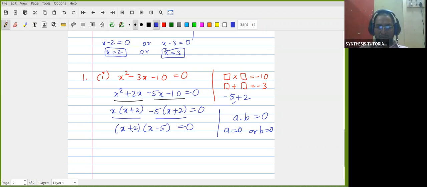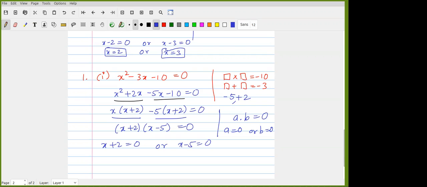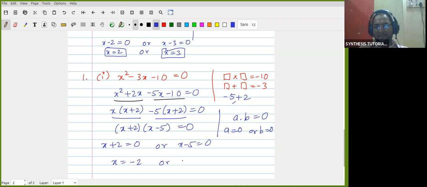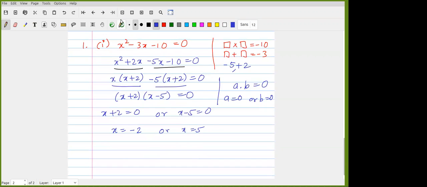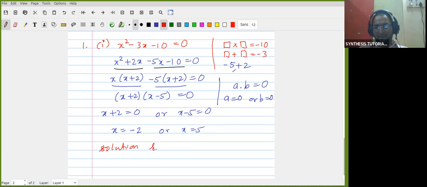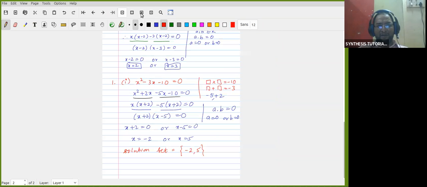Okay. So what will I get now? x plus 2 equal to 0 or x minus 5 equal to 0. Yes or no? All of you agree? Yes, sir. So finally, I can write now x is minus 2 or x is 5, right? Yes, sir. So my final statement will be: solution set is equal to minus 2 comma 5. Okay. Please go through all the steps and let me know if you have any doubt.